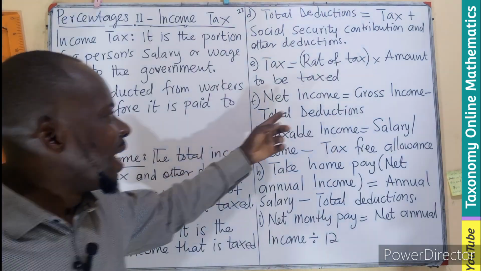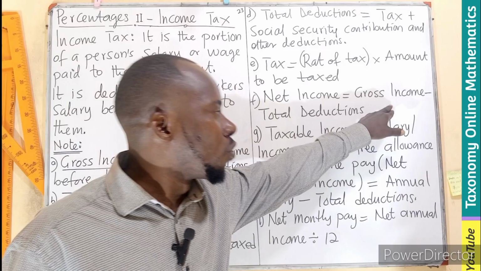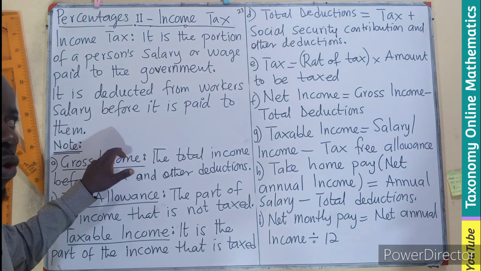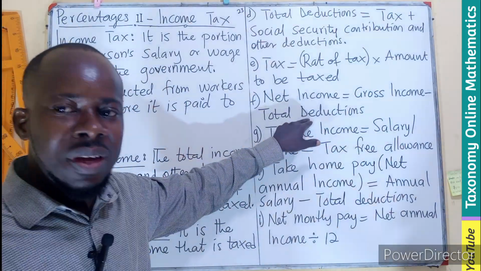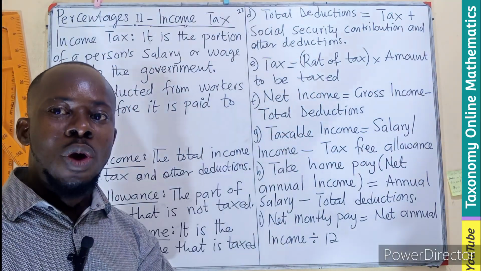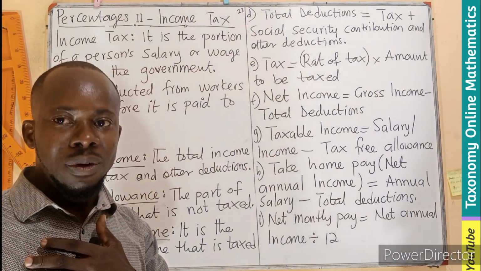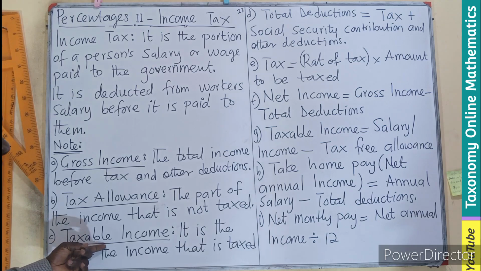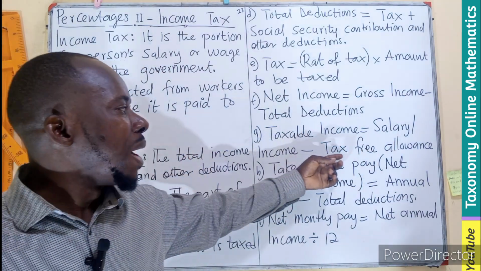All right. Then the net income. After all this is done, the net income is your gross income minus total deductions. That is the money the person will be going home with. Your net income. That is what belongs to you. Then taxable income, as we already mentioned, by definition is just your salary or your income minus what?